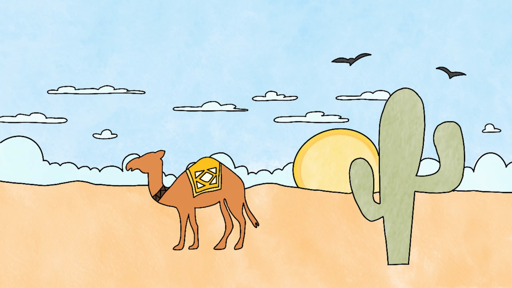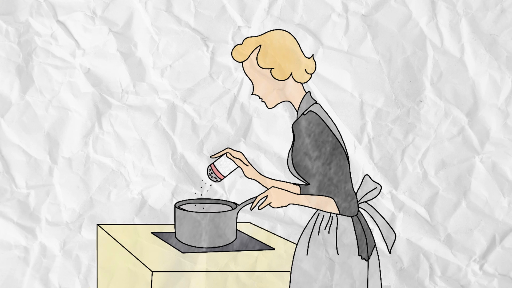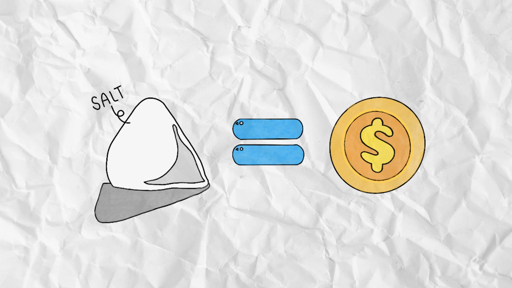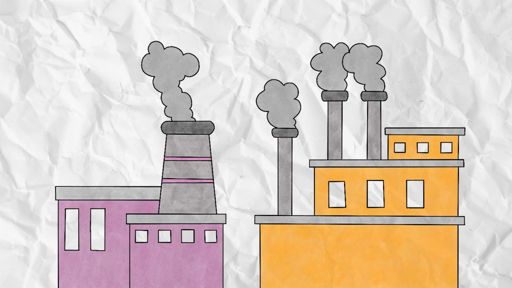Throughout history, salt has been used by humans for thousands of years, either as a seasoning or a food preserving method. In ancient Greece, salt was so valuable that traders used it as a currency. Nowadays, it serves as an essential building block in the chemical industry.